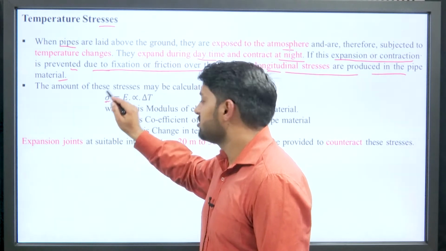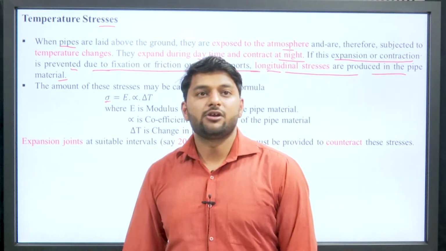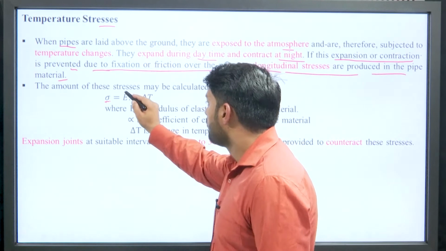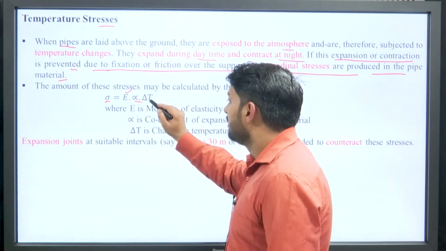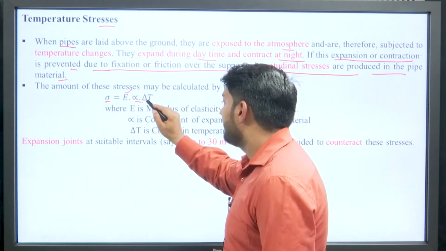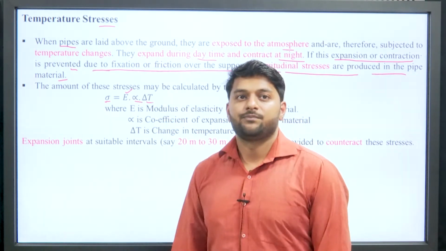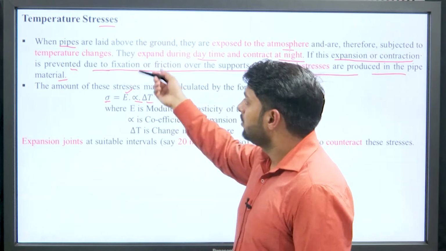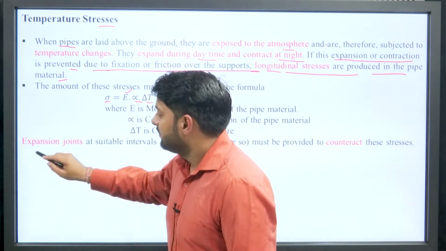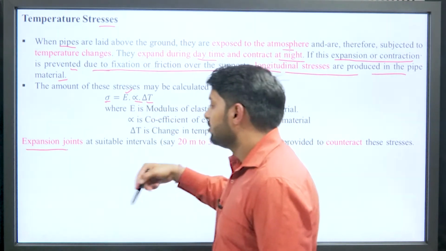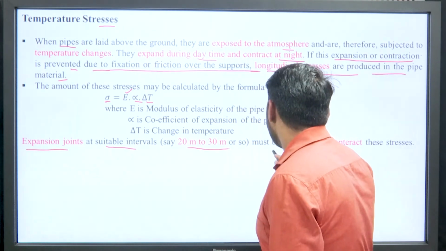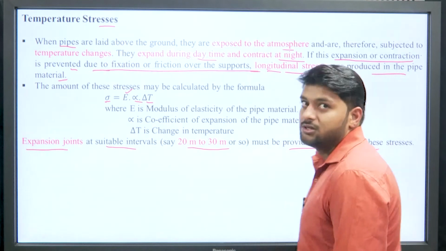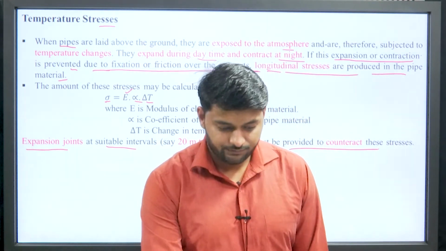Basically temperature stress equals E into alpha into delta T, where E is the modulus of elasticity, alpha is the coefficient of thermal expansion which is dependent upon pipe material, and delta T is the change in temperature. And in order to counteract that stress, the expansion joint provided should be at an interval of 20 to 30 meters, and that counteracts the temperature stress.